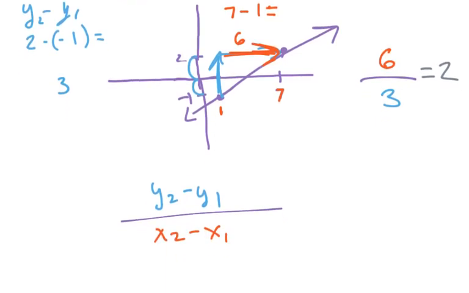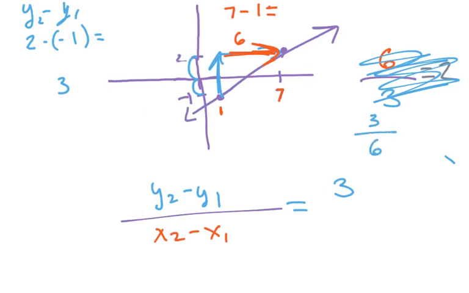Which is, by the way, I apologize, this should be 3. This is incorrect. Forgive me, this is a common mistake. It's rise, which is 3, over run, which is 6, which is 1/2. I apologize. Hopefully that is clear, right? And then on this one, over 6, which is 1/2. So hopefully that is very clear.